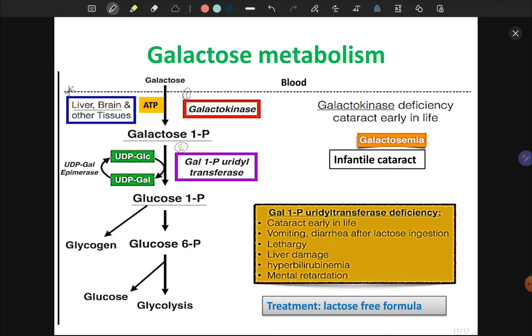With deficiency of these enzymes, there will be a cataract. So galactokinase deficiency produces a cataract in early life. What's cataract?